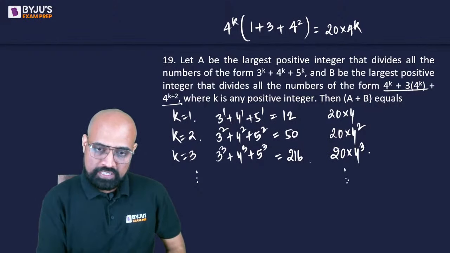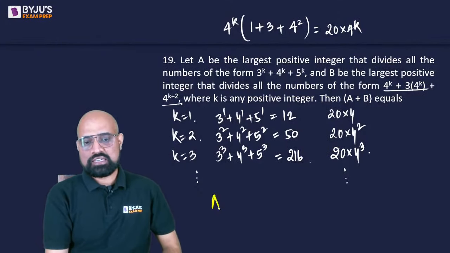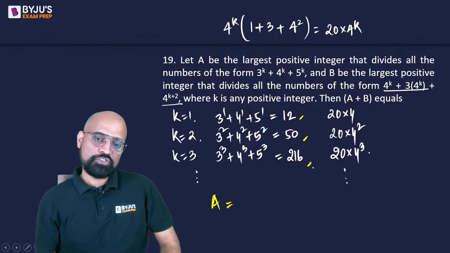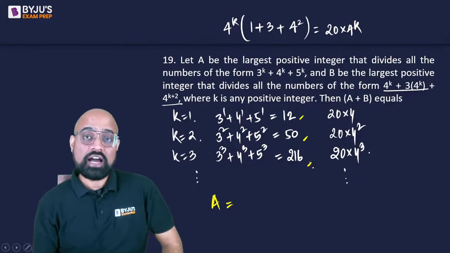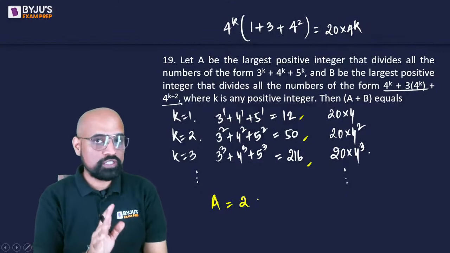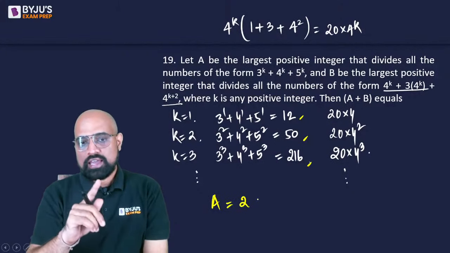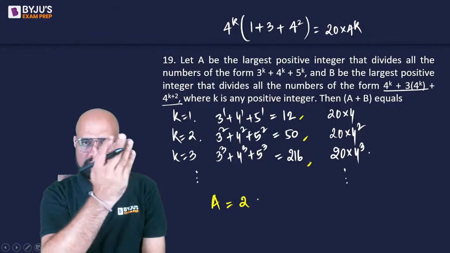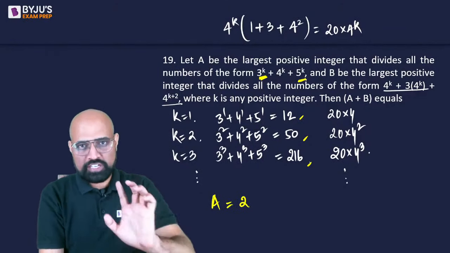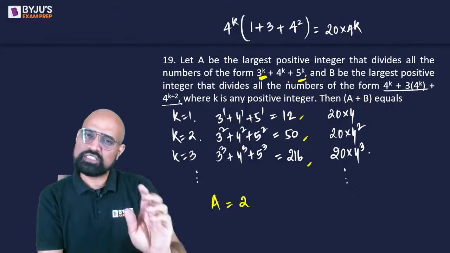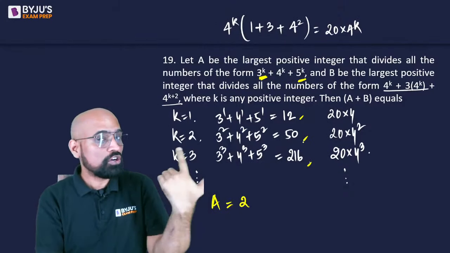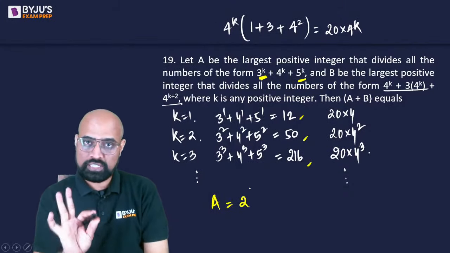Now, as per the given question, a is the largest number that will divide all of this. See, the HCF of 12, 50 and 216, the highest number that will divide all these three, is 2. 50 does not have 4. 12 and 216, they have 4. And see, if you can think about this, it's even and even, right? 3 to the power k plus 5 to the power k, their sum is always even, and 4 to the power k is always even. So even plus even will be even. So will we get a 2 or a 4? We will get a 2 only, we can see. We will not get a 4 every time. So a is 2. That's the highest value.